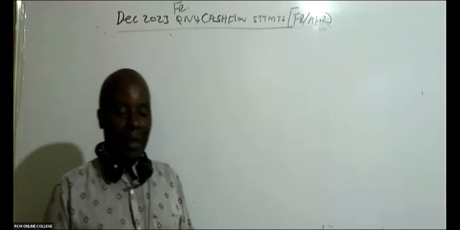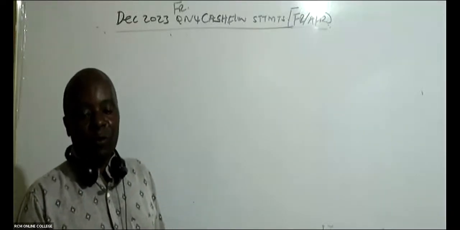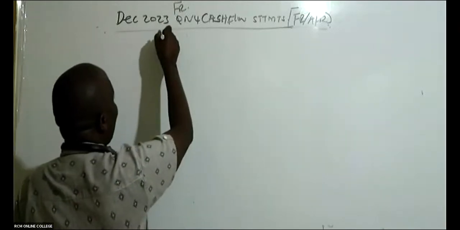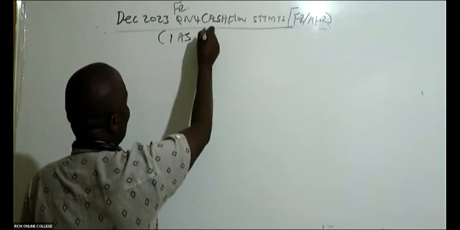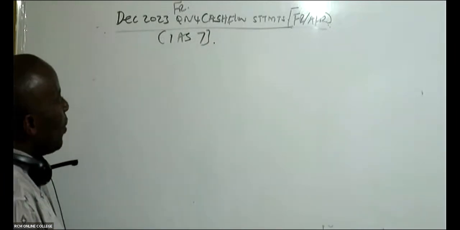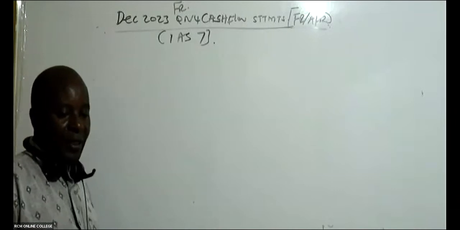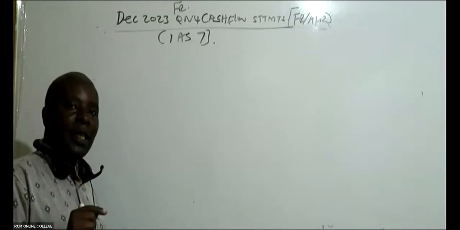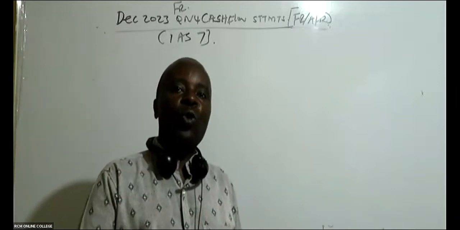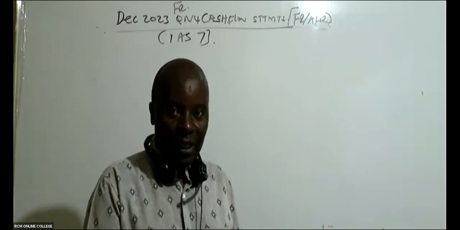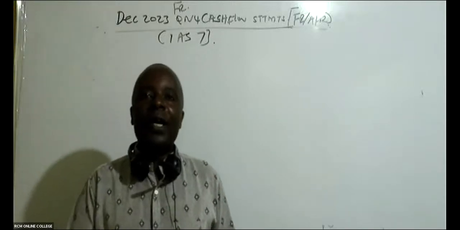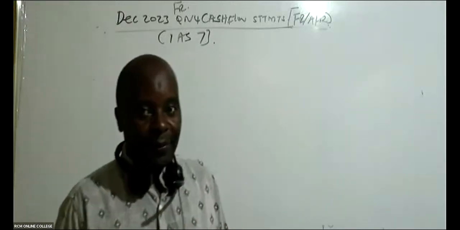Cash flow statements. Under cash flow statements, we normally find them under what we call IAS 7, International Accounting Standard number 7. This tells us that all these companies are supposed to prepare cash flow statements as a primary component of the annual reports.